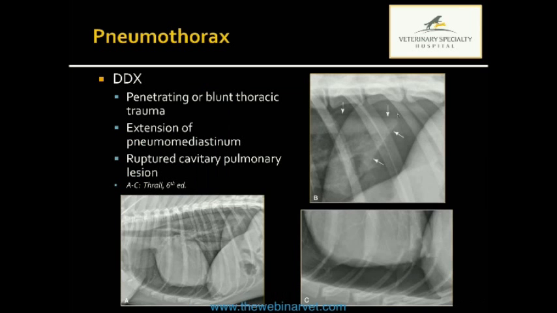So the first major disease you may deal with of the pleural space is pneumothorax. I've listed a few differentials for you here. So certainly penetrating wound to the chest. Even blunt thoracic trauma without direct penetration can lead to pneumothorax as well. Theoretically, we can also have extension of pneumomediastinum, so pneumothorax may be a secondary condition rather than primary. And then, of course, ruptured cavitary pulmonary lesion.